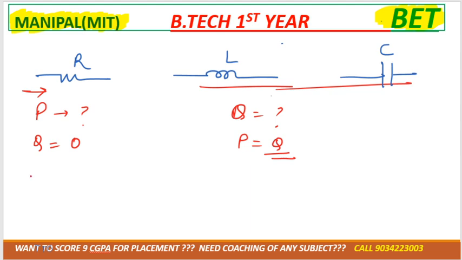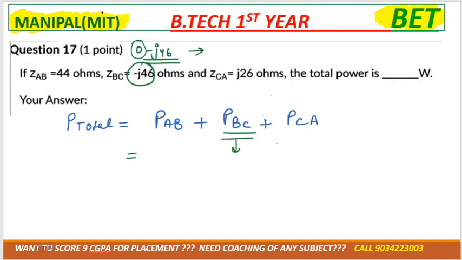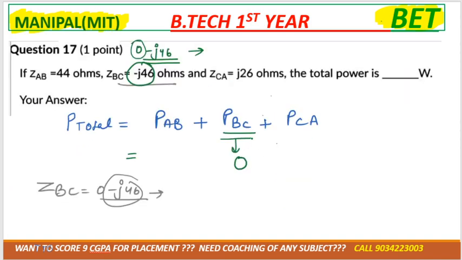And if the angle is 0 degree, then we consider that it's a resistive load. If the angle is 90 degree, then we consider it as an inductive or capacitive load, right? So according to their values, ZBC is 0 minus J46, meaning there is no resistive load. Only a capacitive load is there. So if there is only a capacitive load, then the active power consumed by them is 0. So can we directly write it down as 0?